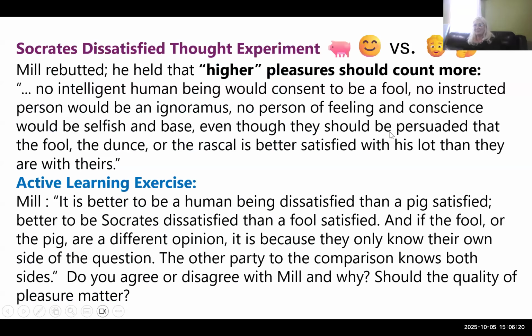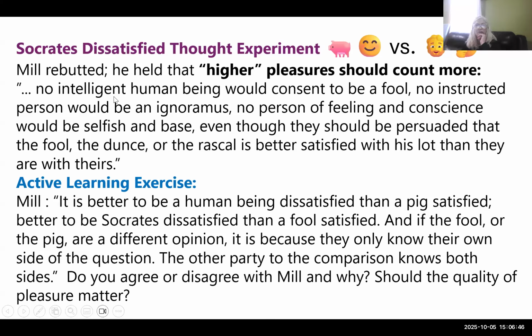So that's Bentham, and Mill gets a chance to respond. And this is the way that he responds. He gives a thought experiment, which we will call Socrates dissatisfied. So he says, look, the higher pleasures shouldn't count just as much as the lower pleasures. They should count for more. This is what he argues.